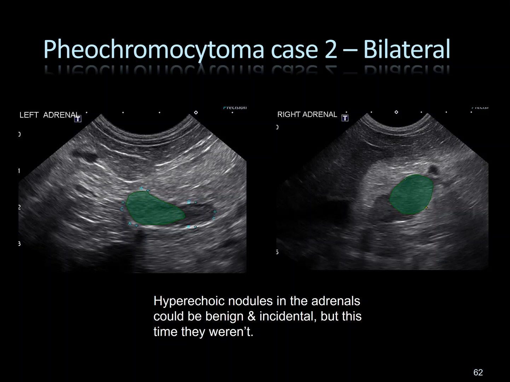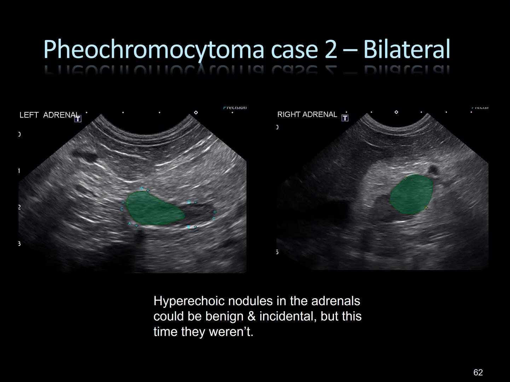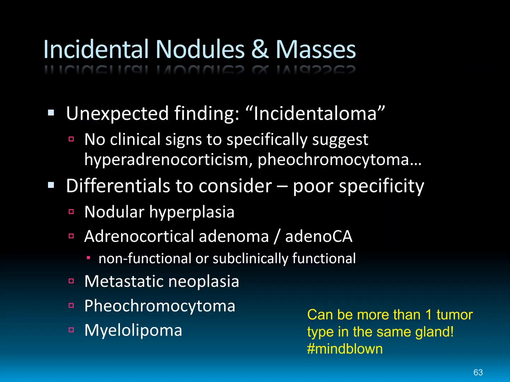this one, is bilateral actually, which I said was not very common, but it can happen. Because these were bilateral, we thought maybe these would end up being incidental benign nodules like adenomas, but these were ultimately found to be pheochromocytomas, both of them. So it's certainly not impossible to have bilateral disease, even with something more focal like a pheochromocytoma.